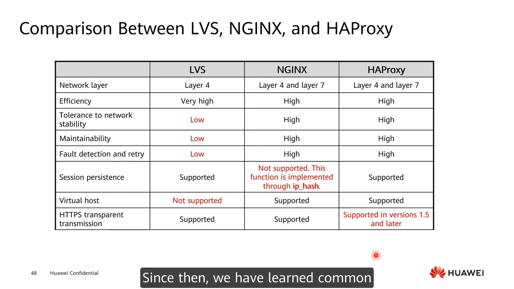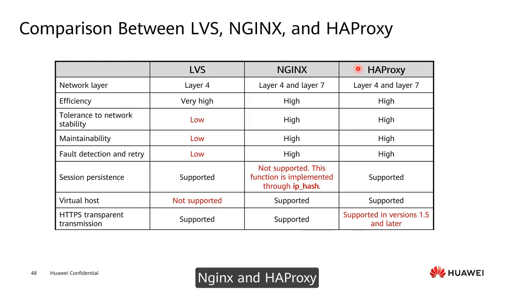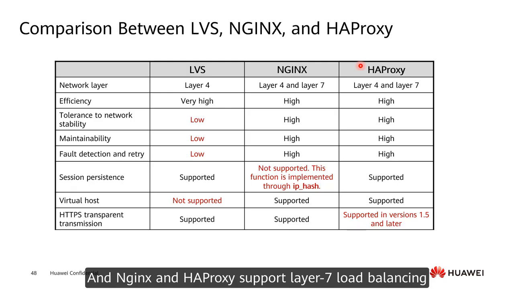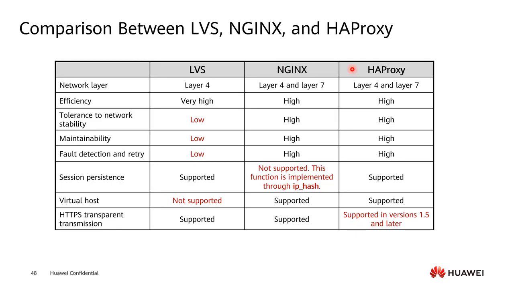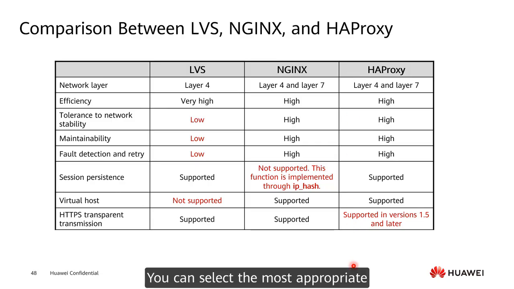So far, we have learned common load balancing cluster software, including LVS, Nginx, and HAProxy. LVS has the best performance, and Nginx and HAProxy support Layer 7 load balancing. HAProxy supports ACLs. You can select the most appropriate load balancing cluster software based on your actual work situation.